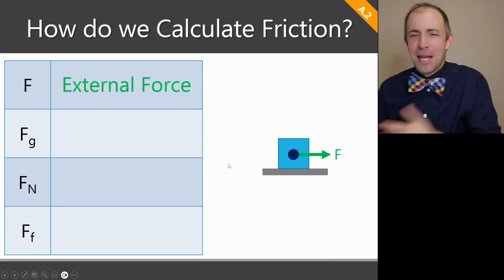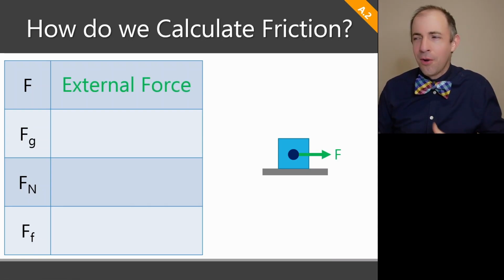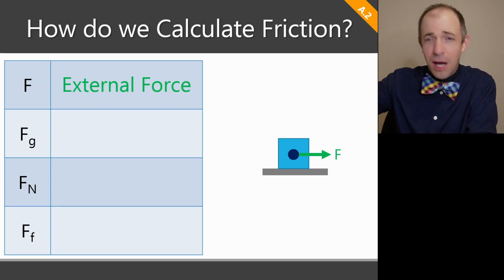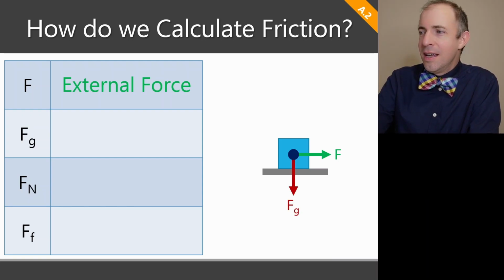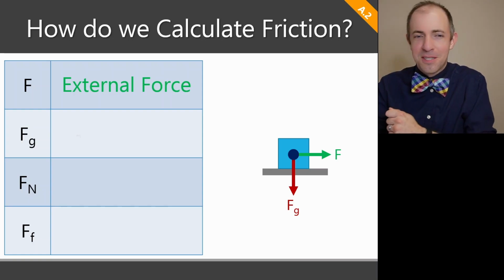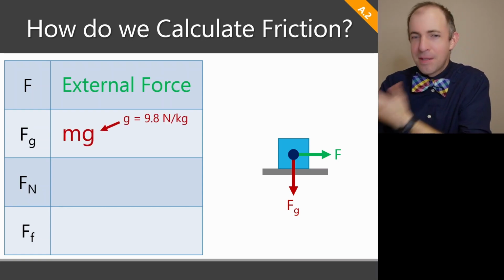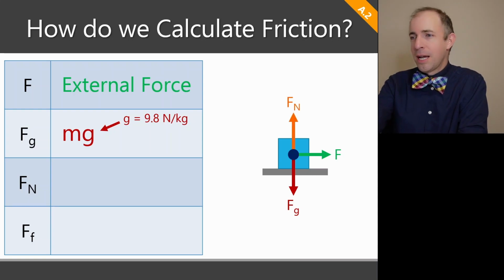We can calculate that by looking at some of these forces that we've seen before. F is some external force. It could be a push or a pull. There generally is something. If not, it's those other forces that are acting together. Fg, always going down towards the center of the Earth. We know how to calculate that. That's mass times gravity. Remember that gravity is 9.8 newtons per kilogram.